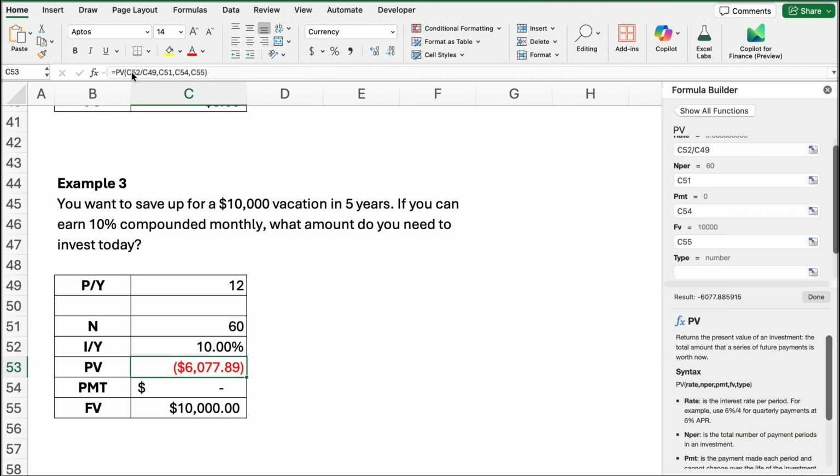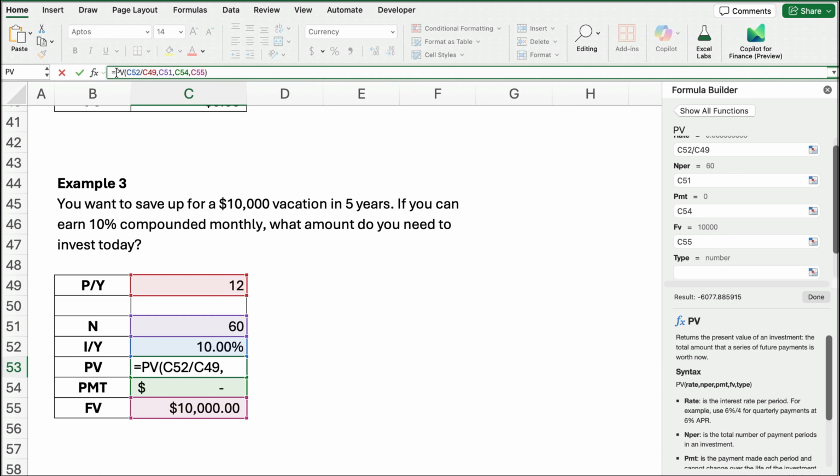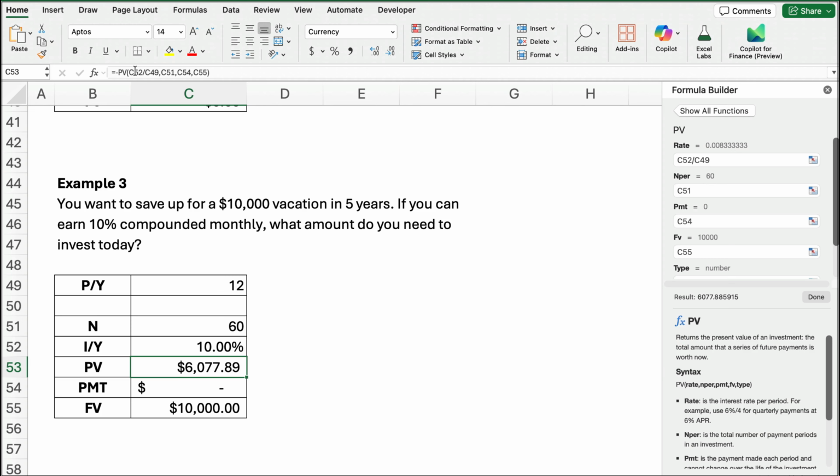Whoops, that didn't get rid of it. So we'll make it negative here. So therefore, it's $6,078 basically is our calculation.